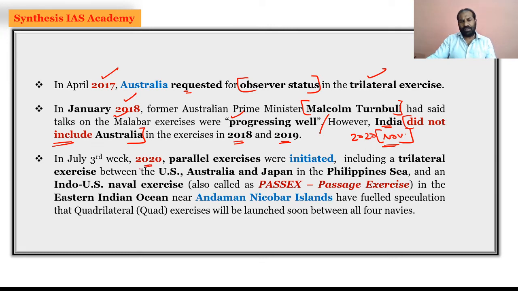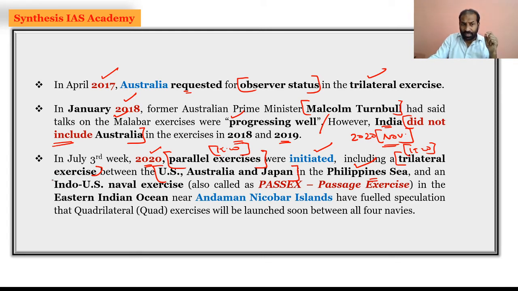Then in the third week of July 2020 this year, a parallel exercise was initiated alongside the trilateral exercise between the US, Australia and Japan in the Philippine Sea. Please do understand, it was a parallel exercise along with the trilateral exercise. Keywords: parallel exercise along with the trilateral exercise between US, Australia and Japan in the Philippine Sea.